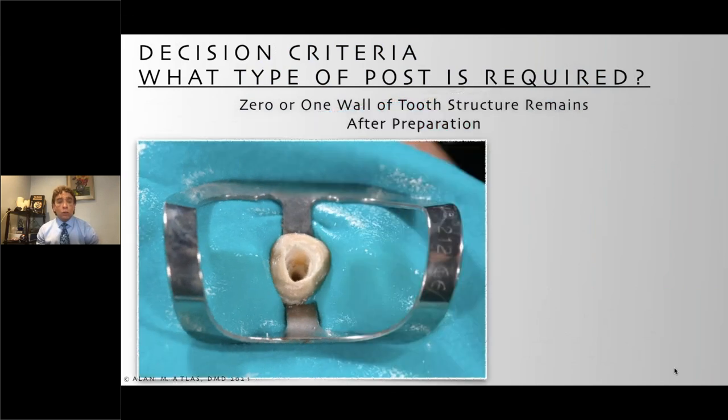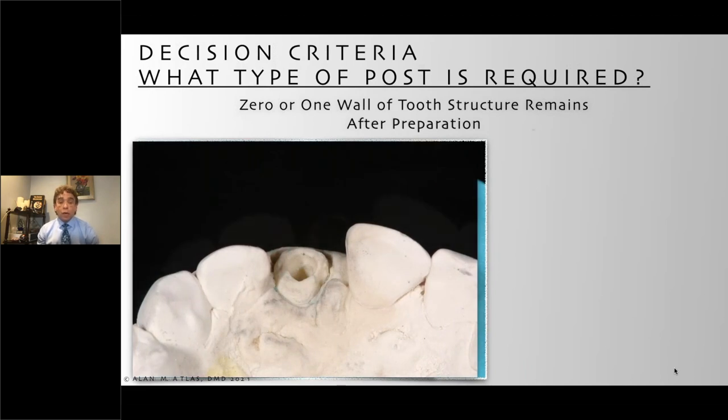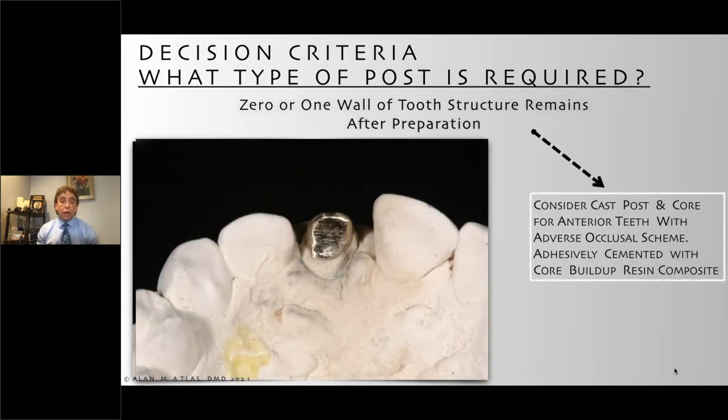When I have no walls, or zero walls and one wall, in this type of situation I'm going to consider a cast post. I like to use an indirect method where I take an impression. Others like to do a direct method using either Duralay or GC pattern resin. I'll take the impression using a post replica or even the post, pour up a model, and we found a little bit better adaptation, more accuracy of fit. I will actually treat this gold as a bonded restoration. Gold is like a zirconia.